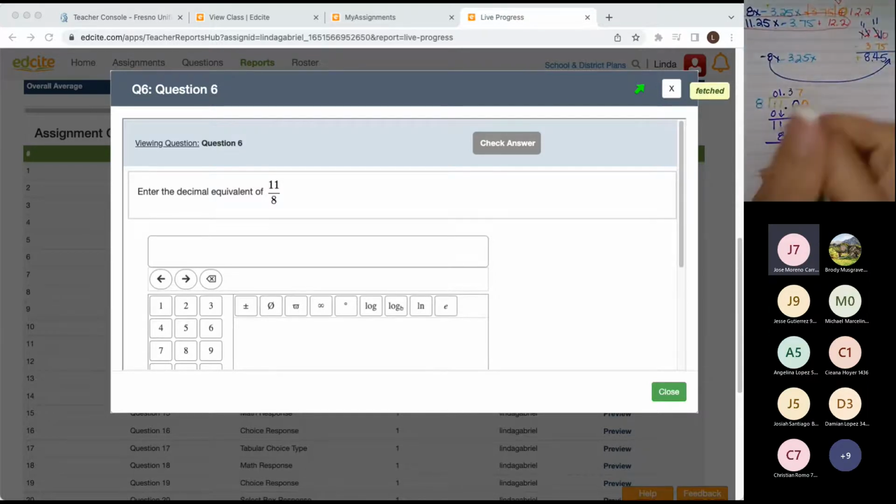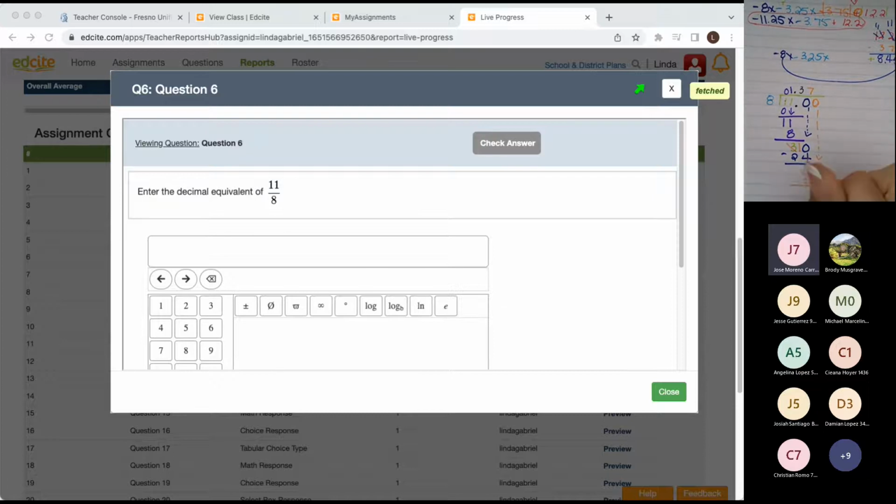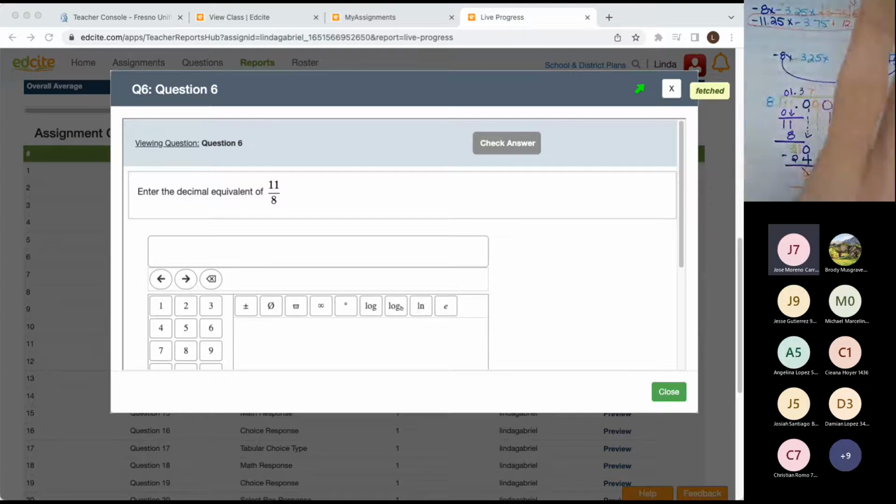Okay, so I've got 7. 8 times 7 is 56. 60 minus 56 is going to be 4. Okay, I'm going to add another 0. I got to drop that 0 down. 8 goes into 40, 8, 16, 24, 32, 40. 5 times exactly. Okay, so now I have a 5. 8 times 5 is equal to 40. All right, 40 minus 40 is equal to 0.